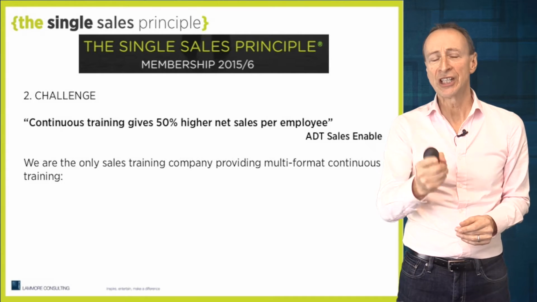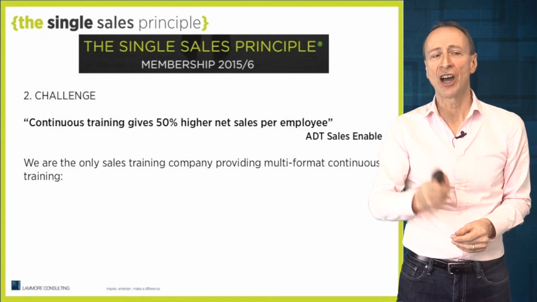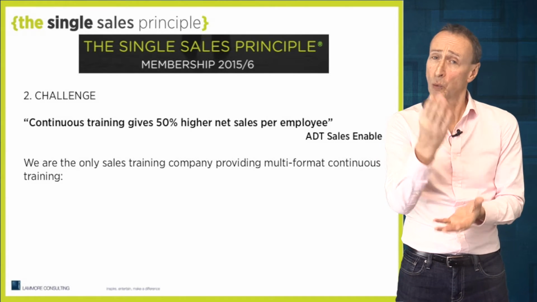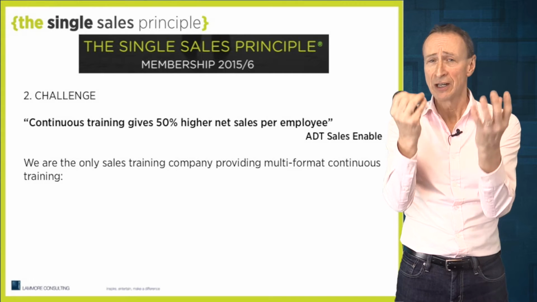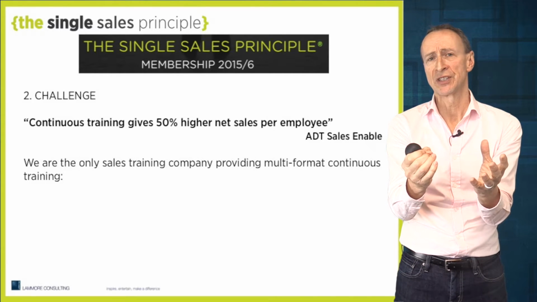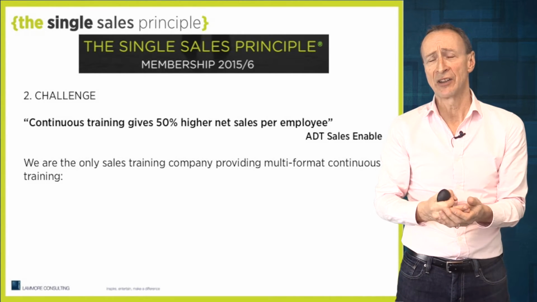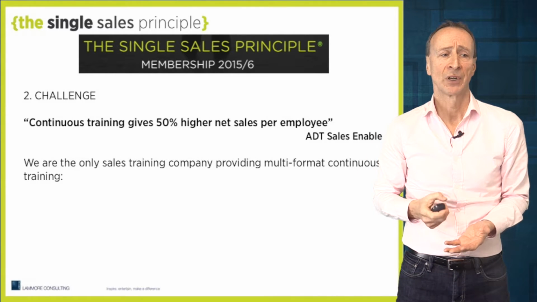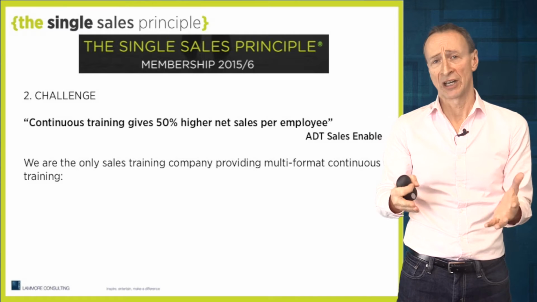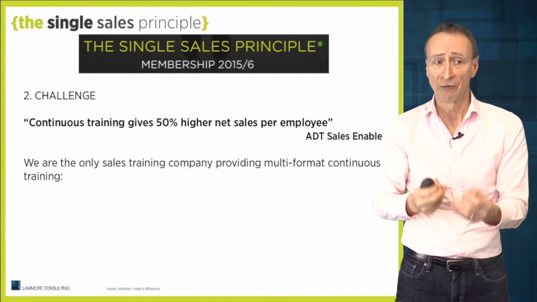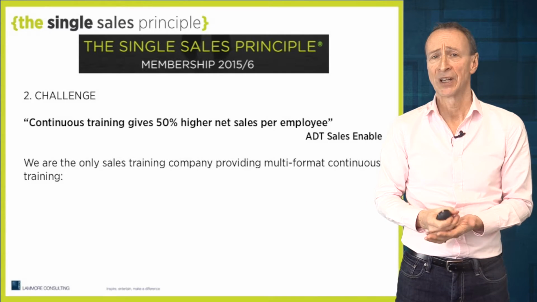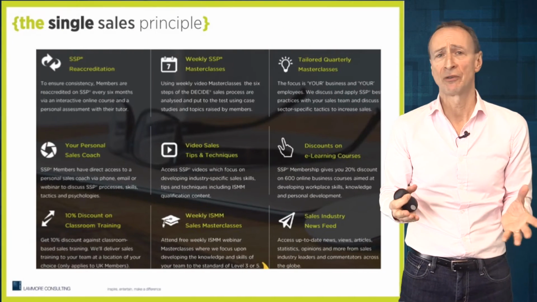Secondly, continuous training gives 50% higher net sales per employee. So we know that what you want is an increased amount of revenue or profitability. And we know that stats say that if you do continuous training, you'll get a 50% uplift. Now, we are the only sales training company that we know of that provides multi-format continuous training. How do we do that? Well, in a multitude of ways.